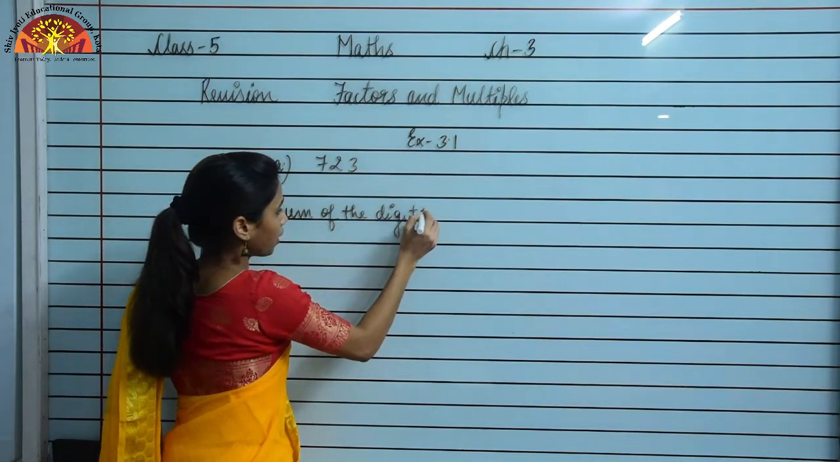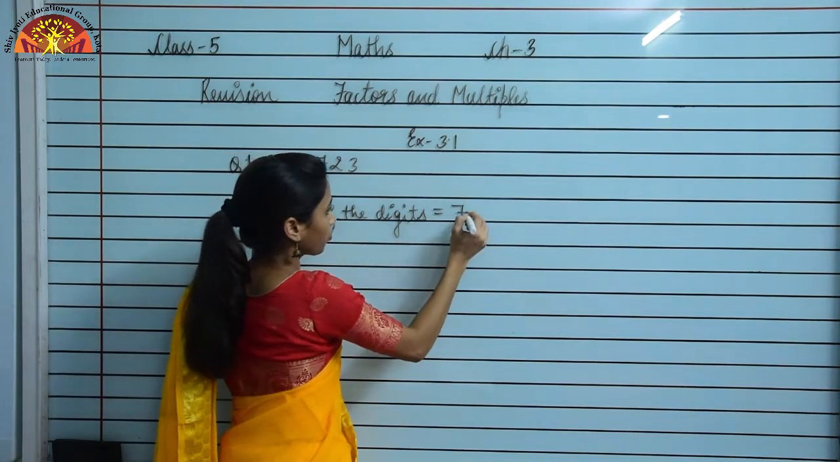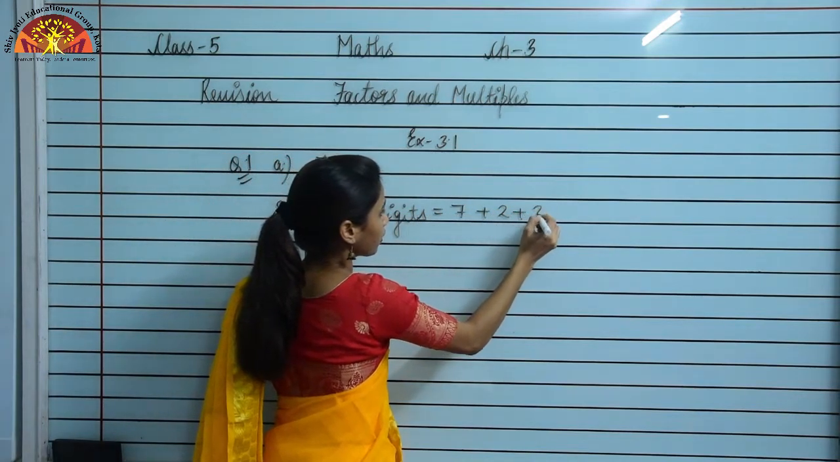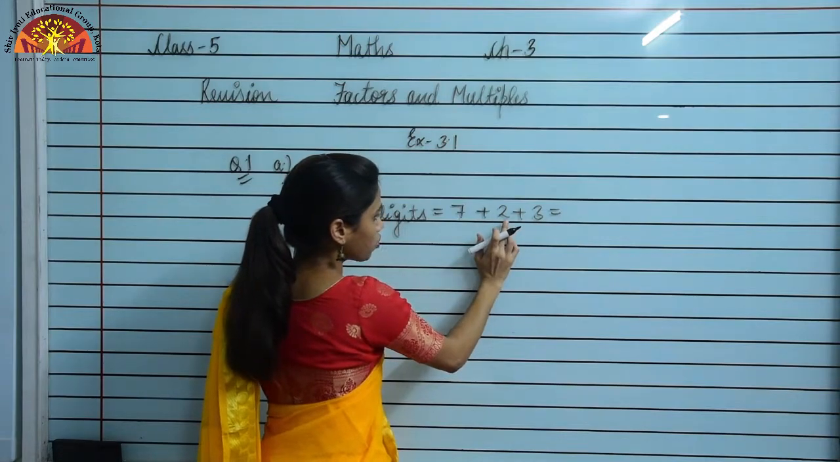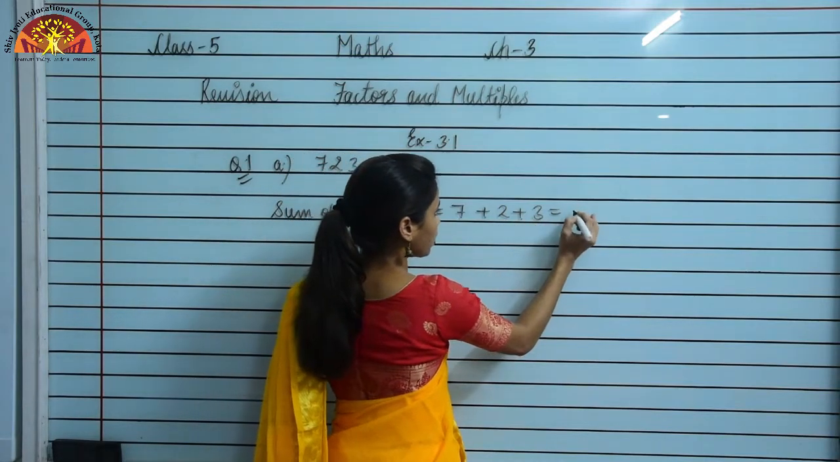Sum of the digits. मैं क्या करूँगी यहाँ पे? इन digits का sum करूँगी. 7 plus 2 plus 3. So this is 7 plus 2 is 9. 9 plus 3 is 12.